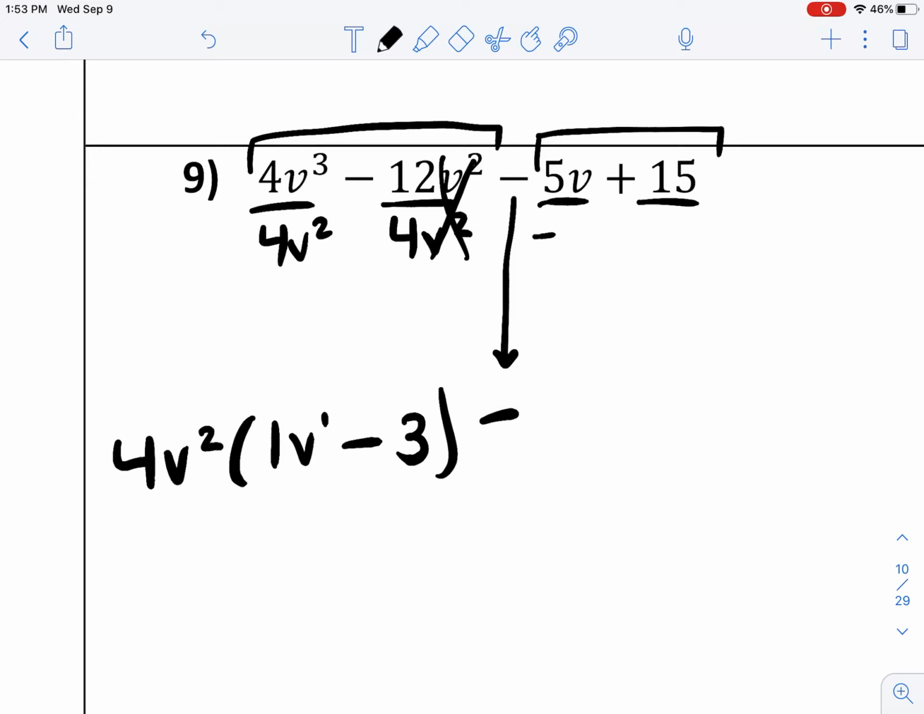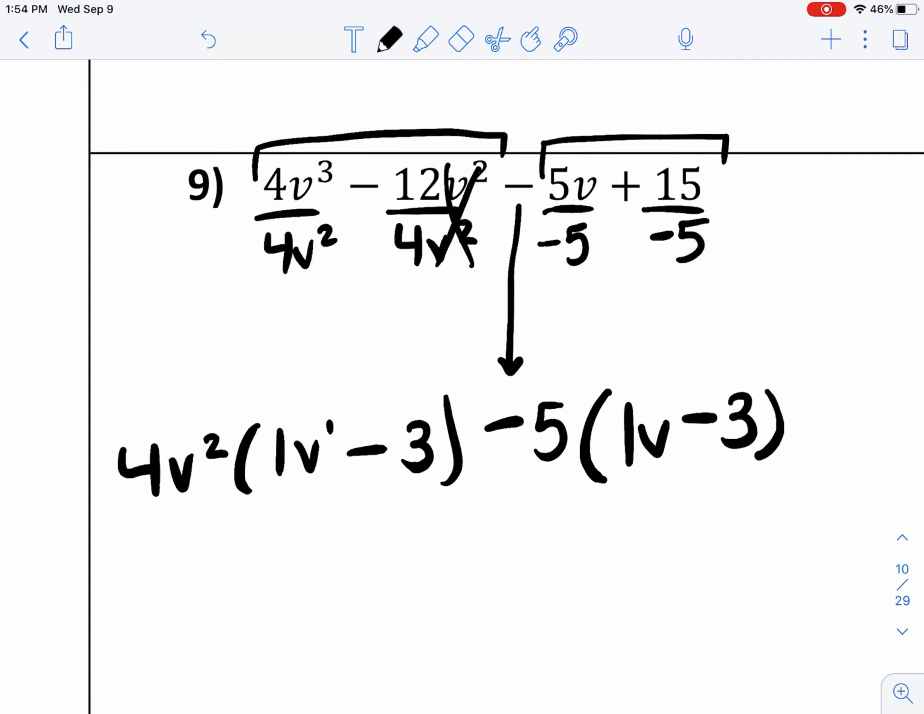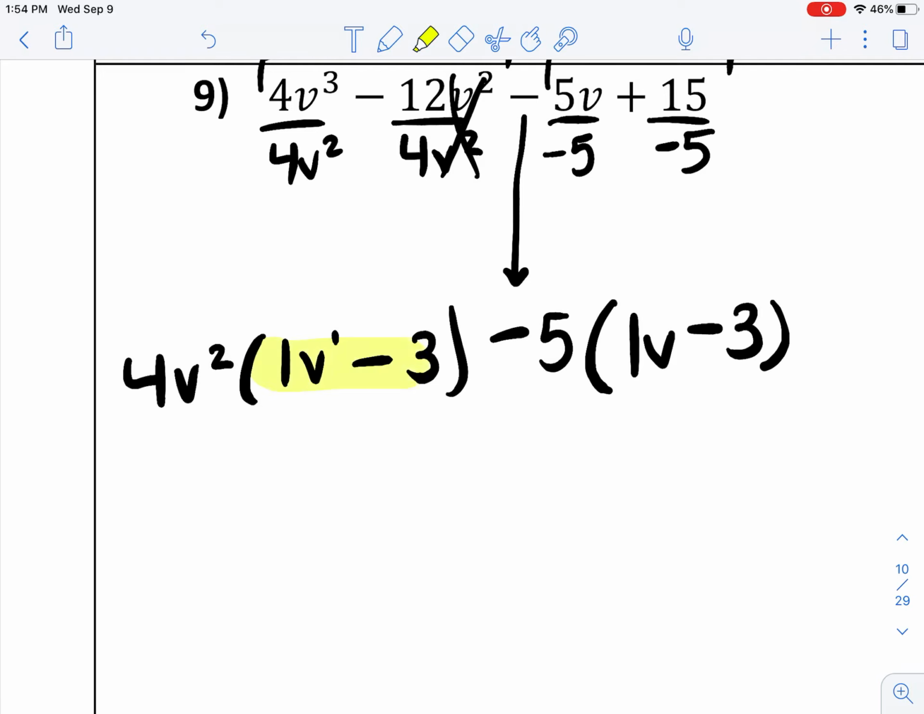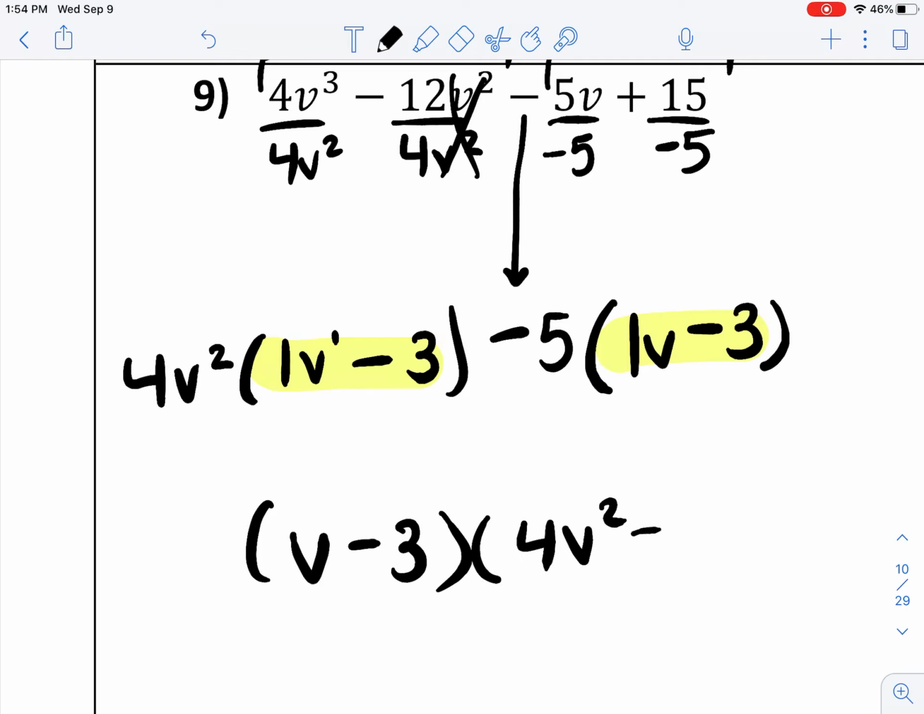So that means my GCF is going to be a negative number, and 5 is the biggest number that goes into 5 and 15, so I will be dividing by negative 5. Negative 5v divided by negative 5 is positive 1v, and 15 divided by negative 5 is a negative 3. So now I have a match, so I can pull that out. So it's v minus 3 and 4v squared minus 5.